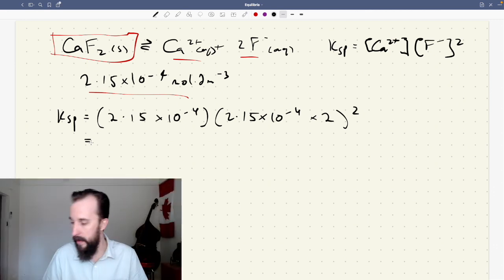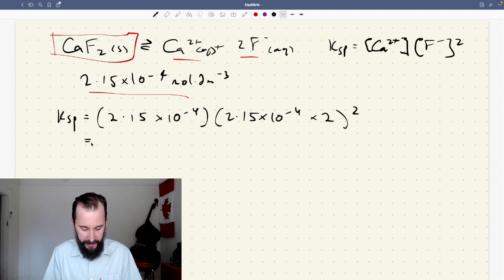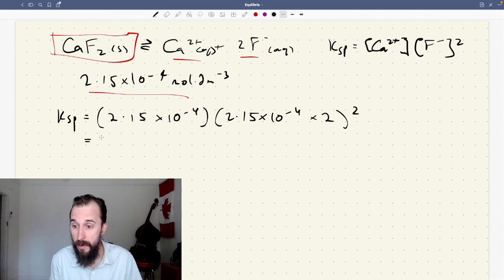And then we can go ahead and plug all of this in the calculator to get our equilibrium constant, to get our solubility product here. So 2.15 times 10 to the minus 4 times by 2.15 times 10 to the minus 4 times 2 squared. That will give us a value of 3.98, to 3 significant figures, times 10 to the minus 11.